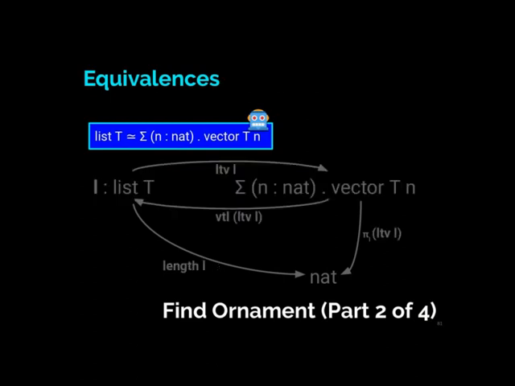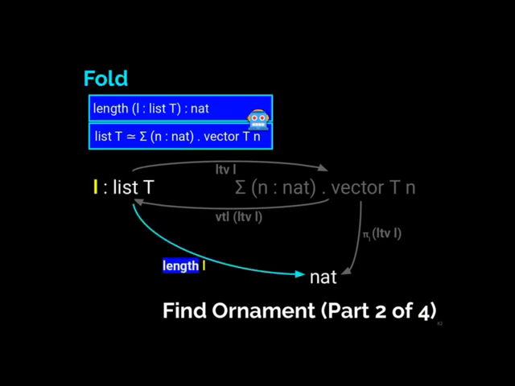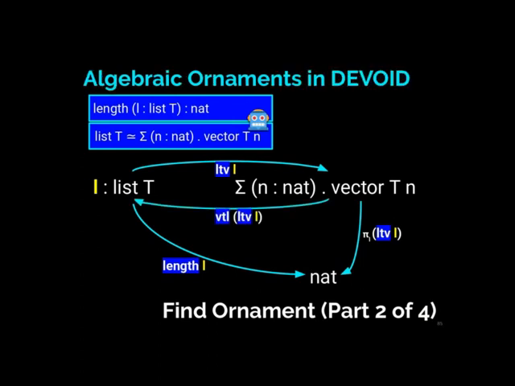So in addition to this equivalence, Devoid also finds a fold, like this length function. And this fold is related to the equivalence in a particular way. So if you send a list along LTV, and then you take the left projection of the result, this is the same as just calling the length function to begin with. And this property is called coherence. So this altogether is how algebraic ornaments are represented in Devoid: an equivalence along with a fold that's related to the equivalence in a particular way.